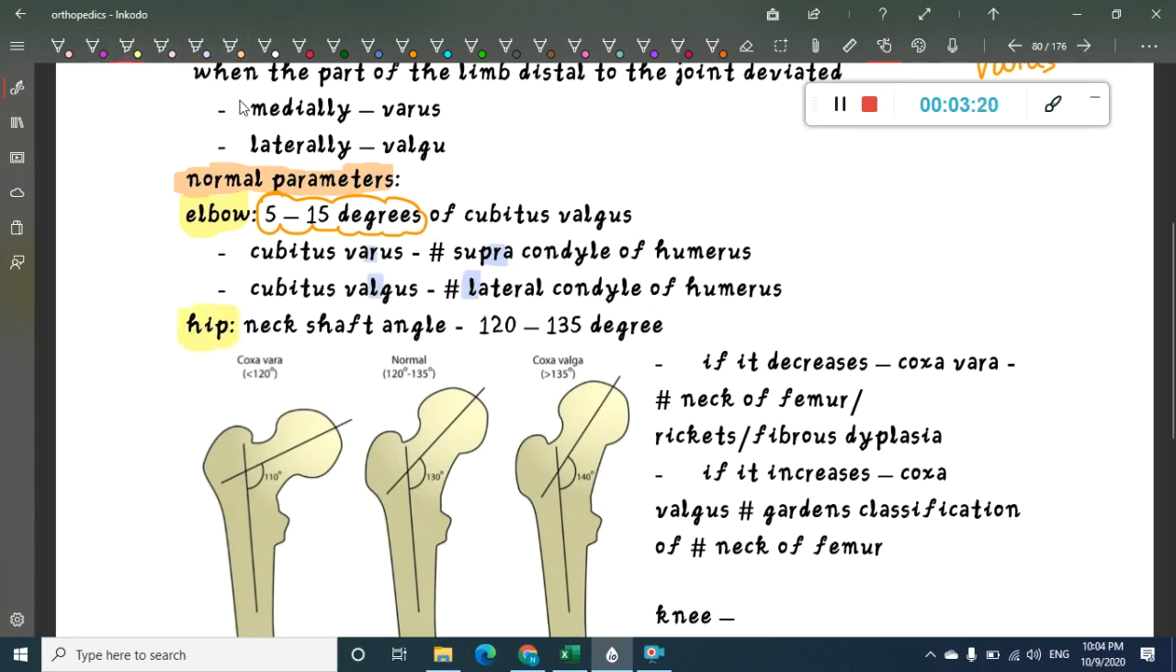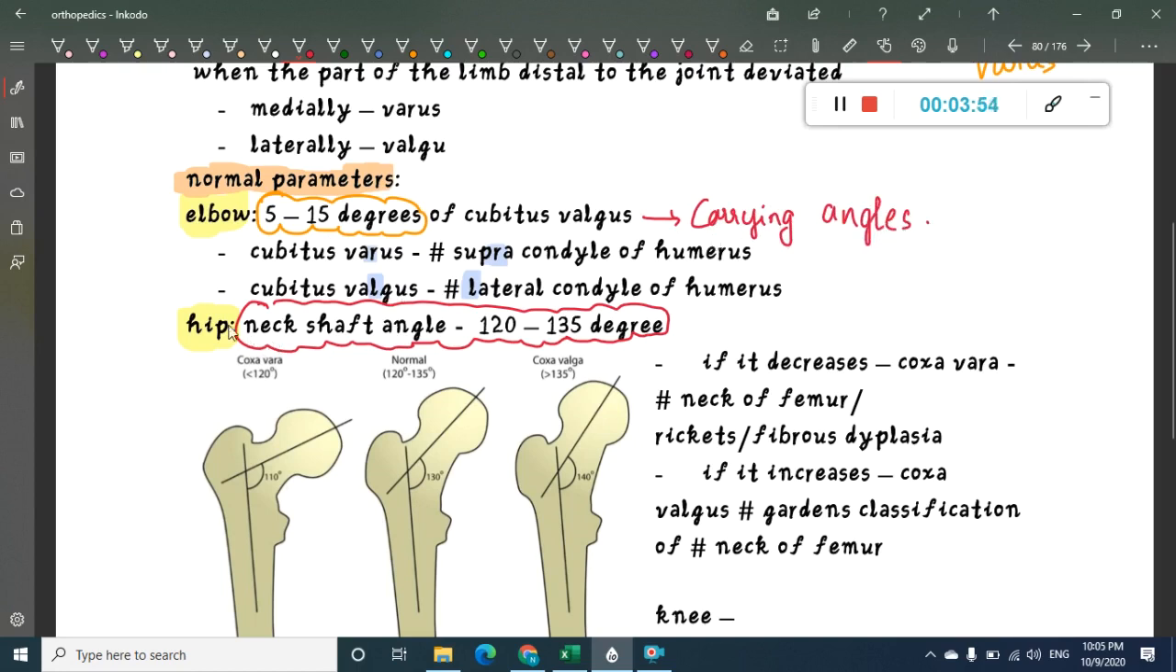Then for hip joint, what is important is the neck shaft angle. This is the neck shaft angle. Based on the neck shaft angle, you can divide it whether it is varus or valgus. In elbow, most of the time in our normal elbow itself, we have 5 to 10 degrees of valgus, and this 5 to 10 degrees of valgus is called as carrying angle. This carrying angle is a little more in females in order to accommodate the wider hips.